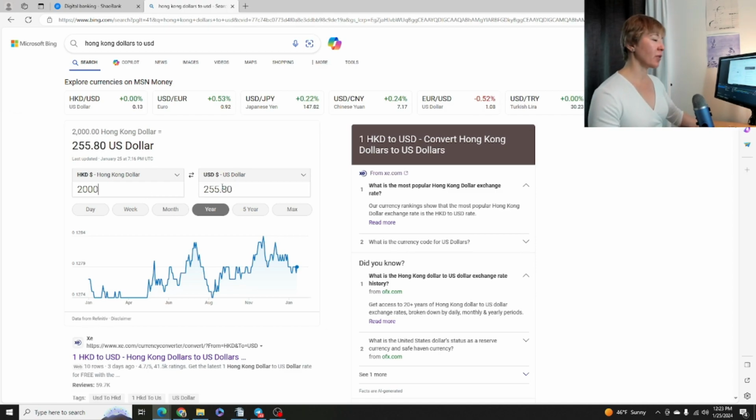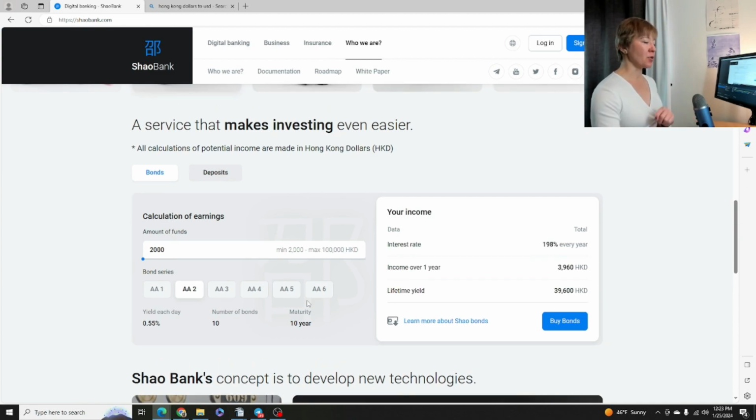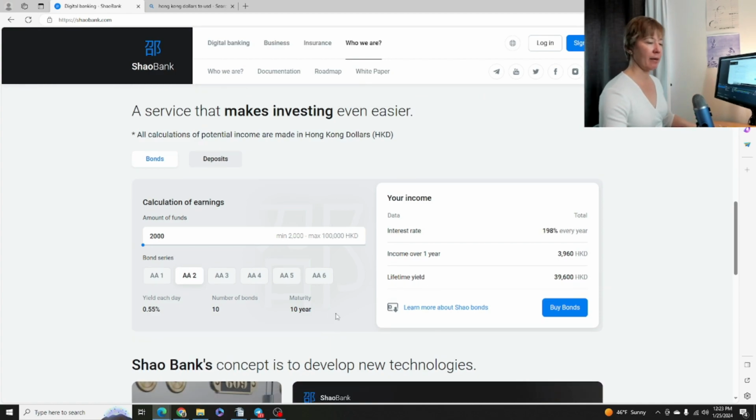That's going to be 255. Let's just round it up to 256 US dollars there. It's going to yield us an interest rate of 198% a year. It is also a 10-year plan, 10-year bond lifetime there. Income in 1 year is going to be 3,960 Hong Kong dollars. I'm going to let you look that up now. And then lifetime yield is going to be 39,600 Hong Kong dollars.